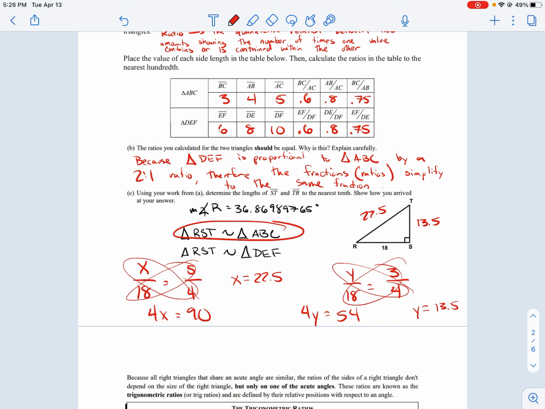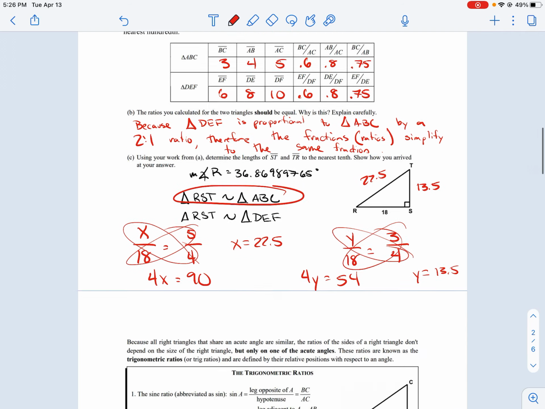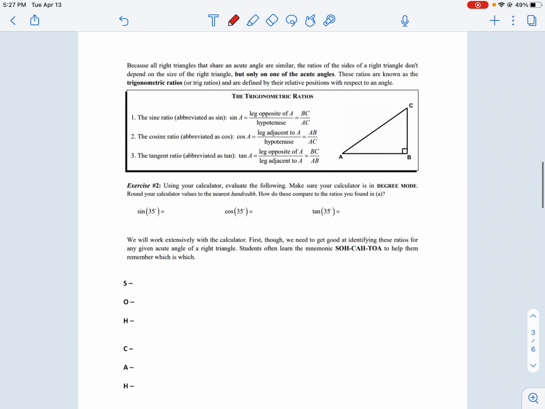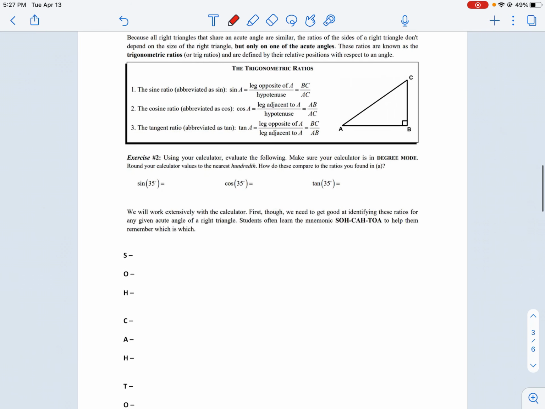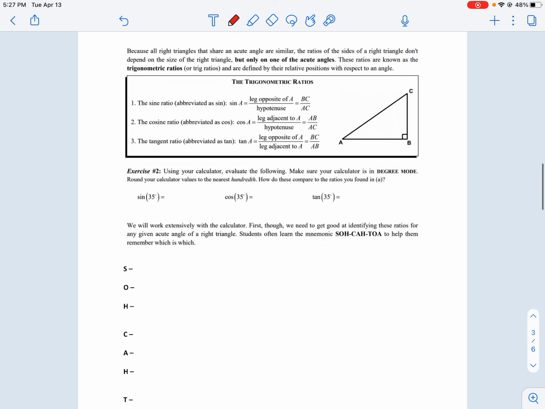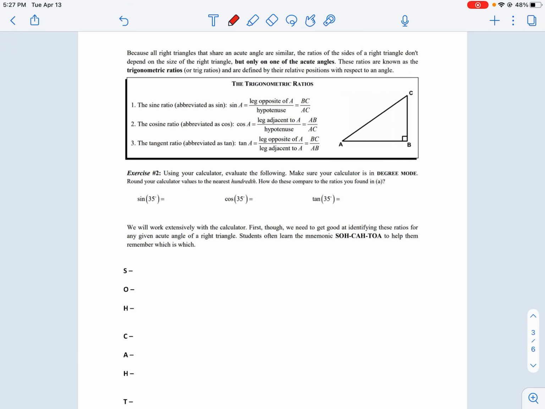All right. And so that's how we can find those missing sides using these proportions and knowing that these triangles are similar, utilizing those corresponding sides. Okay? Because all right triangles that share an acute angle are similar, the ratios of the sides of a right triangle don't depend on the size of the right triangle, but only on one of the acute angles. So these ratios are known as trigonometric ratios and are defined by the relative positions with respect to the angle. Okay?